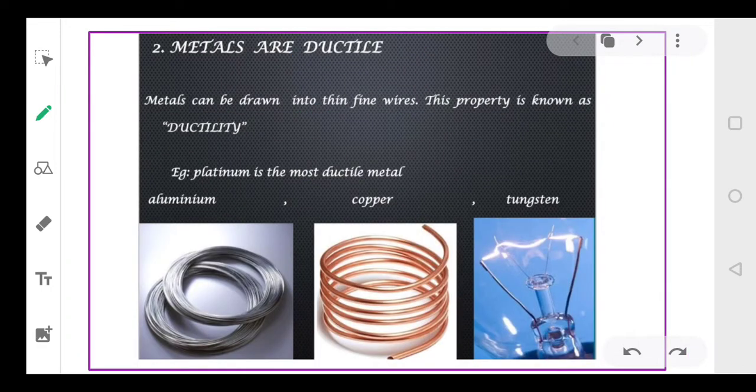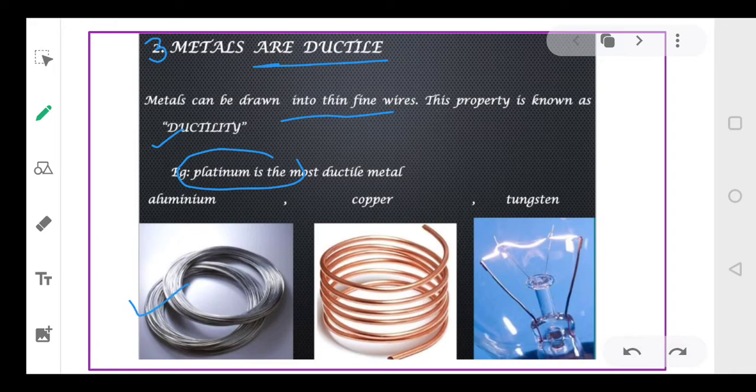The third property is that metals are ductile. Ductile means metals can be drawn to form wires. We can form wires out of metals, and this property is called ductility. And dear students, platinum is the most ductile metal. Just look at the pictures.